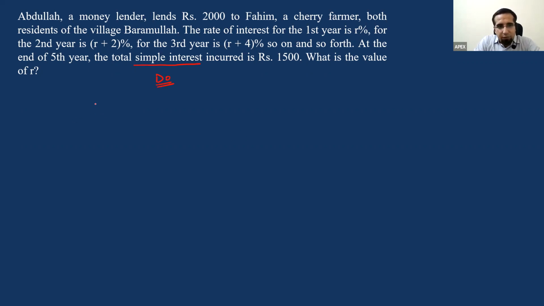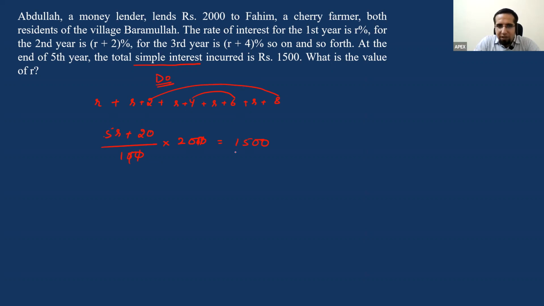Clear? Principal is the same. So the first year it is R, second year it is R plus 2, third year it is R plus 4, fourth year it is R plus 6, and fifth year it is R plus 8. Because simple interest is additive, do not do it separately. So the effective rate of interest is just adding all of them. That becomes how much, guys? 5R plus 2 plus 8 is 10, and 6 plus 4 is 10. So 5R plus 20 percent of 2000 is equal to the interest he got, which is 1500.